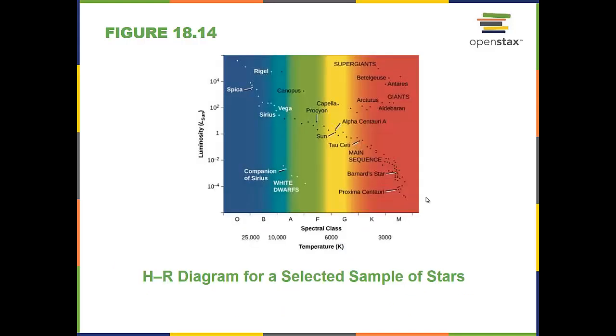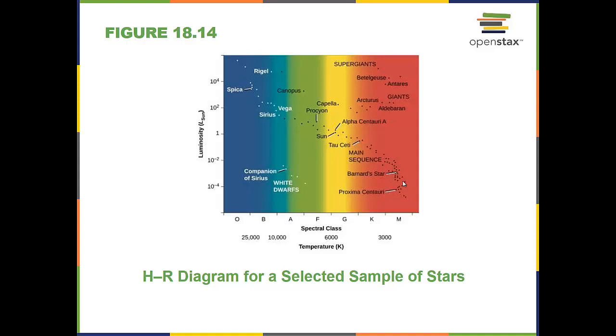A couple of astronomers named Hertzsprung and Russell independently noticed that if you plot the luminosities of stars against their temperatures, most of them lie on a diagonal line from the top left to the bottom right. This is called the main sequence. It turns out that these are the normal living stars which fuse hydrogen.